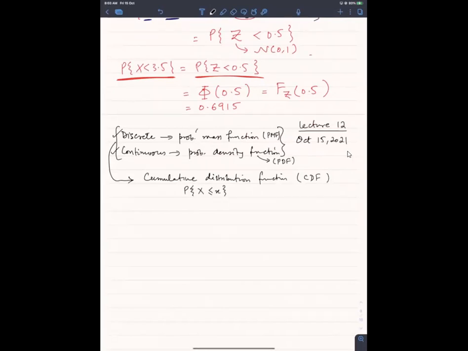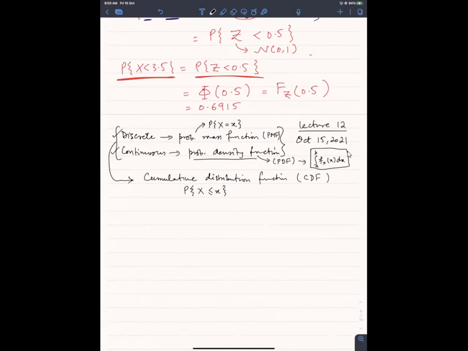Probability mass function tells you the probability X takes a value equal to x. Probability density function does not tell you this. It does not tell you, just like the discrete case, the probability X takes a specific value, because that value is always 0. Instead, the probability density function tells you the probability that the random variable is over an interval a to b. This is the probability that the random variable is between a and b.